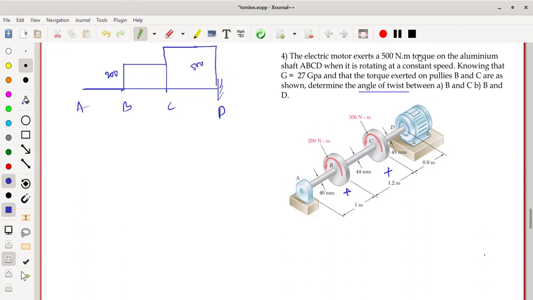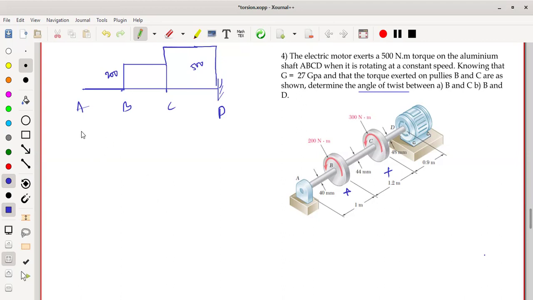Right now you can observe the torque on the aluminum shaft. So the aluminum shaft is ABCD, which is rotating at a constant speed. Knowing that G is given, that is the rigidity modulus, and the torque exerted on pulley BC is as shown in the figure. Determine the angle of twist B to C, and B to D. So that is the thing you have to calculate.